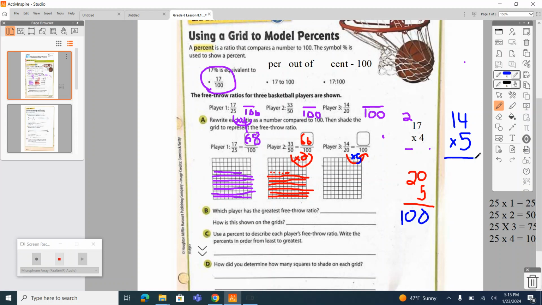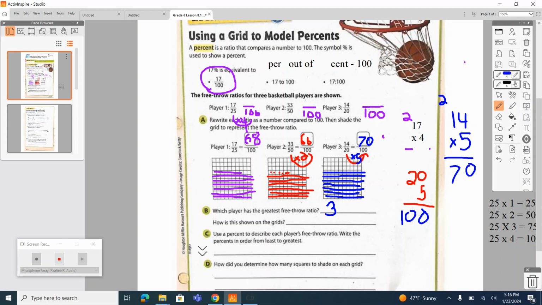And 5 times 4 is 20. Carry the 2. 5 times 1 is 5, plus another 2 is 7. So I can finish shading this in. This should be 7 lines. 1, 2, 3, 4, 5, 6, 7. But I can see that player 3, or in blue, has the highest number of free throw percents.